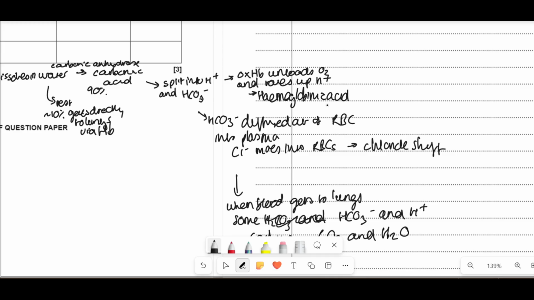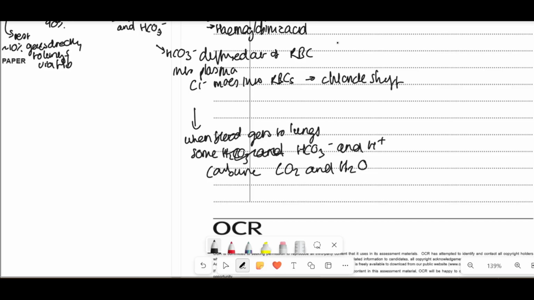The HCO3 minus will diffuse out of the RBC into the plasma, because then it can flow freely to the lungs. And in return, Cl minus is exchanged for it to keep the charges balanced. That's your chloride shift. When blood gets to the lungs, the HCO3 minus and H plus recombine. You get H2CO3 and then it becomes CO2 and H2O, because we want to get it to CO2 so we can breathe it out.